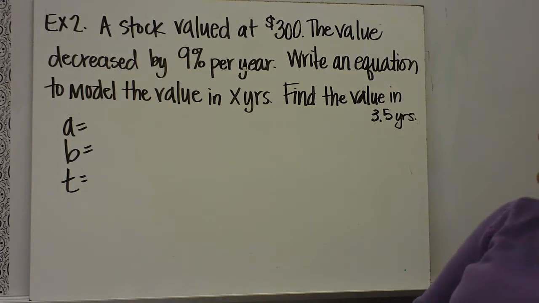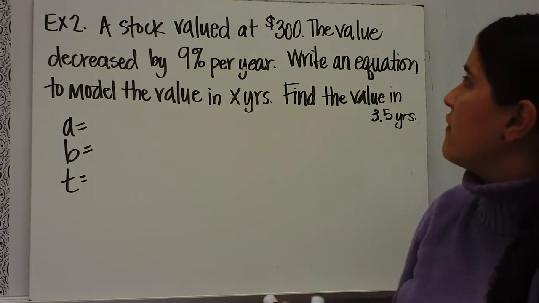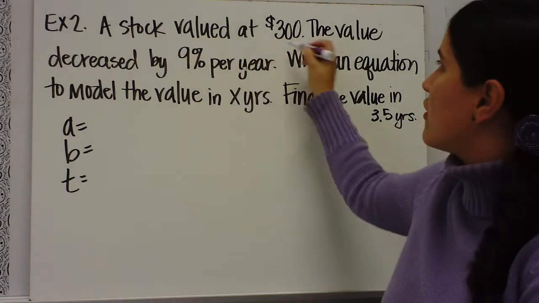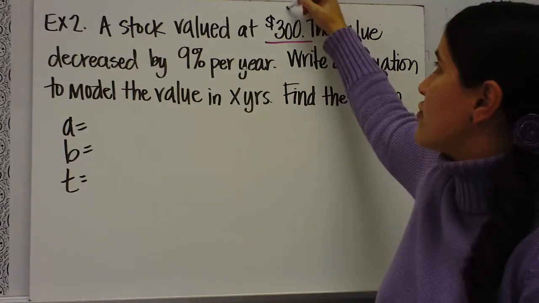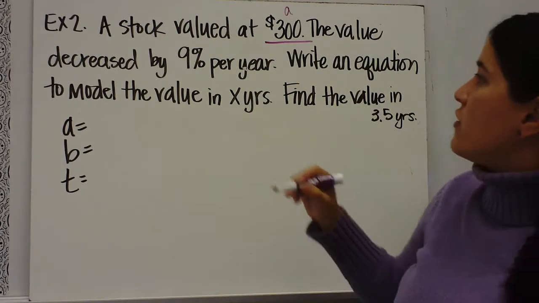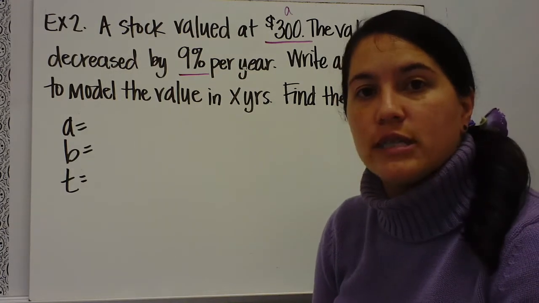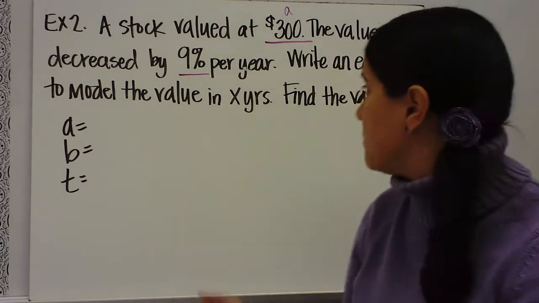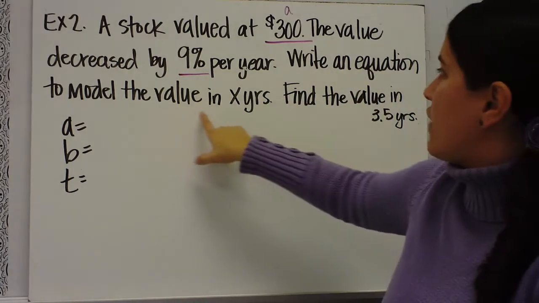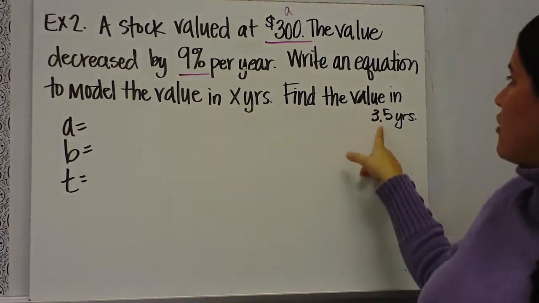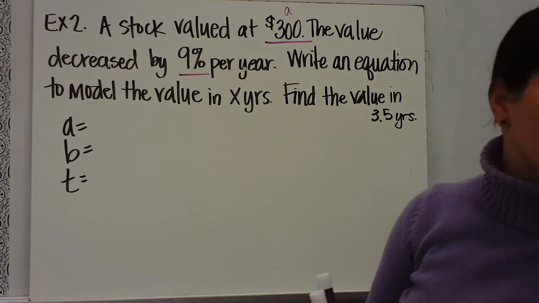Example 2, a stock is valued at $300. There's your initial amount. The value decreases by 9% per year. So every year it decreases 9%. Write an equation to find the value in X years. Find the value in 3.5 years.